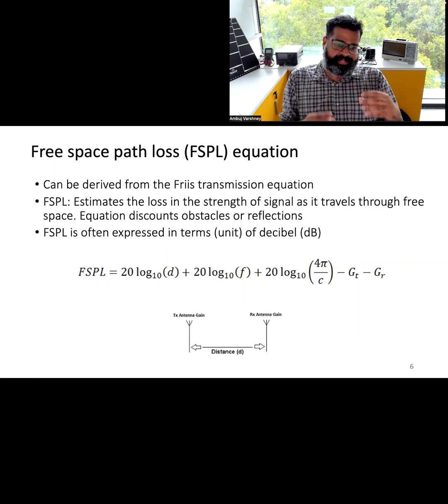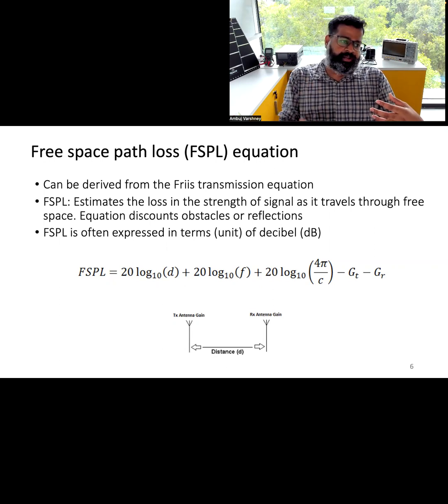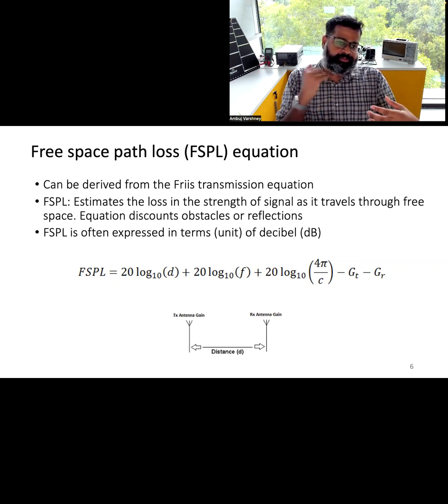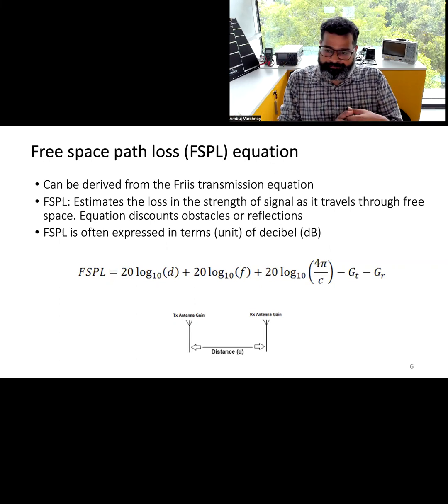When radio waves travel from a transmitter to a receiver, they naturally get attenuated as they propagate over free space. This equation helps you determine how much that loss in the strength of the signal would be as it propagates through space. But one thing to keep in mind is that this equation only looks at the losses that occur because of the natural propagation of the signal, and not because of obstructions or reflections from the environment.